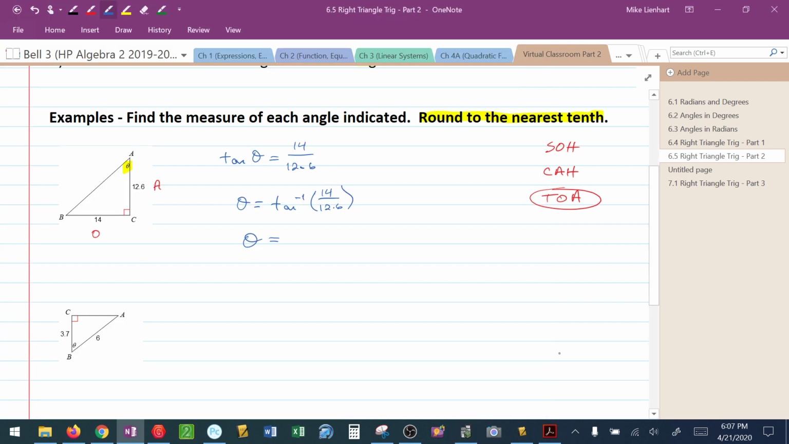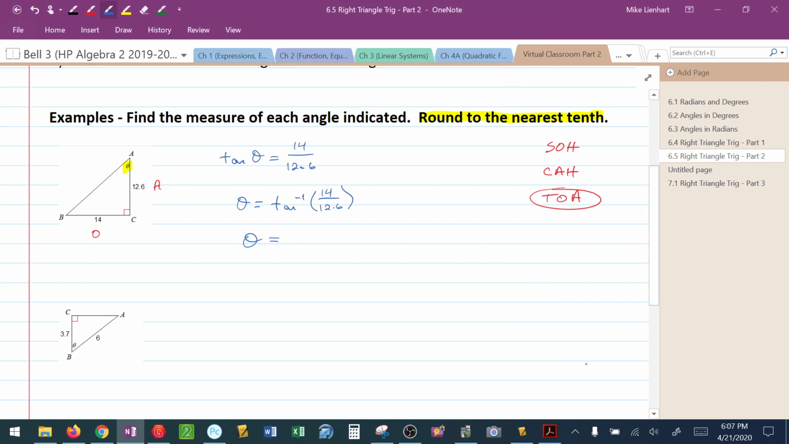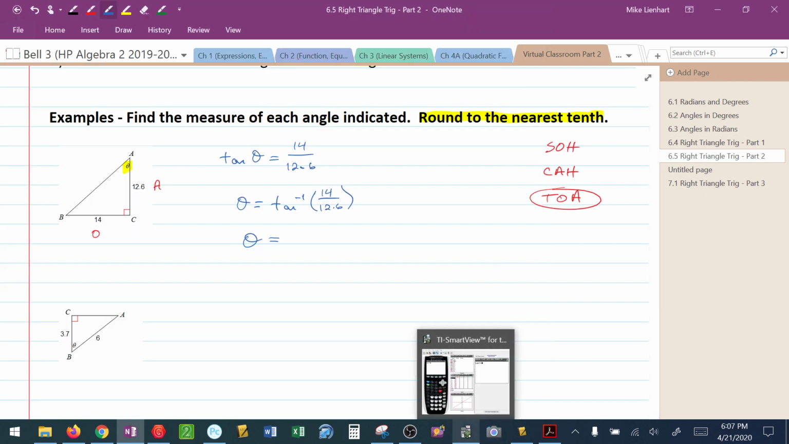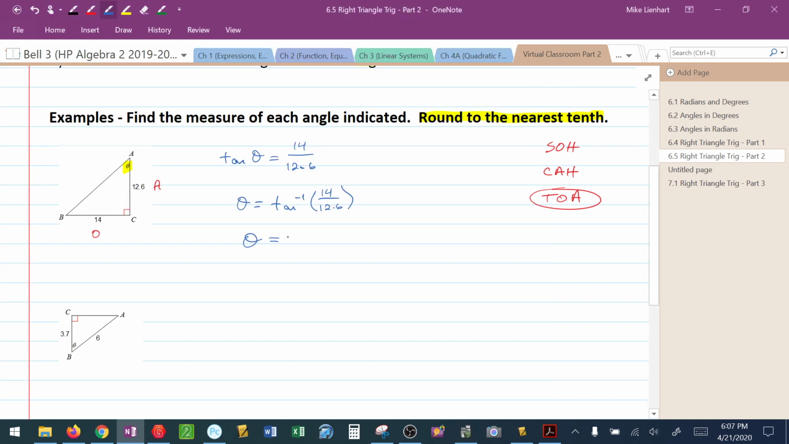All right, so I've got the inverse tangent. To get to the inverse tangent, I'm going to go second tangent. And you can see it comes up as tangent with that inverse symbol. That's what we call inverse tangent. All right, we have to take 14 divided by 12.6. Close that off, and we're going to round to the nearest tenth, which would be 48.0 degrees.